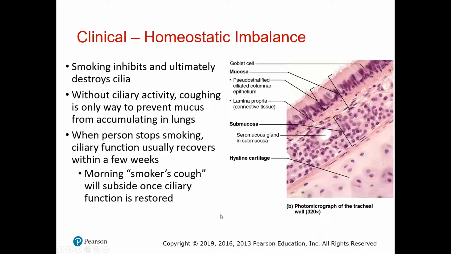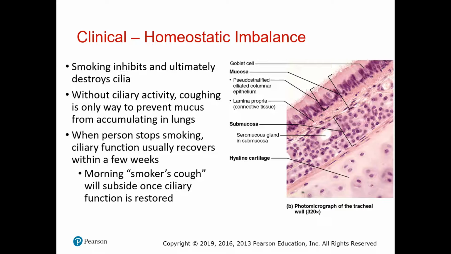The trachea is lined with pseudostratified ciliated columnar epithelial cells. The cilia are in a layer of mucus, like we've said many times. A person that smokes will destroy that cilia and will have difficulty getting that mucus up into their pharynx so they can swallow it. Usually what will happen is a person that smokes will have to cough every morning. We call it a smoker's cough.